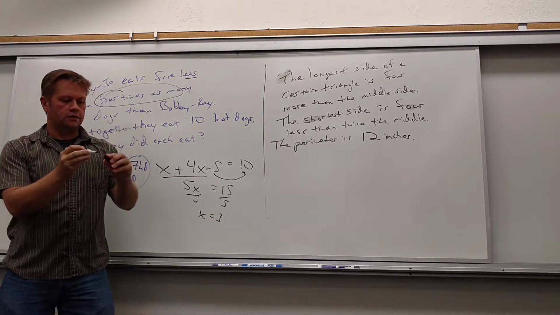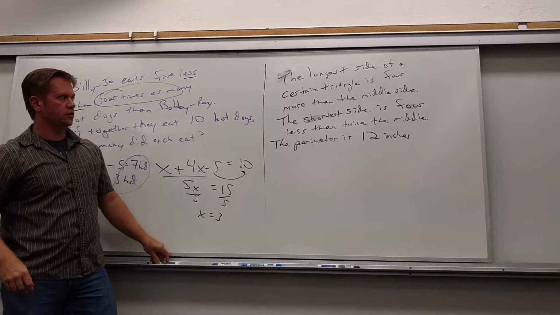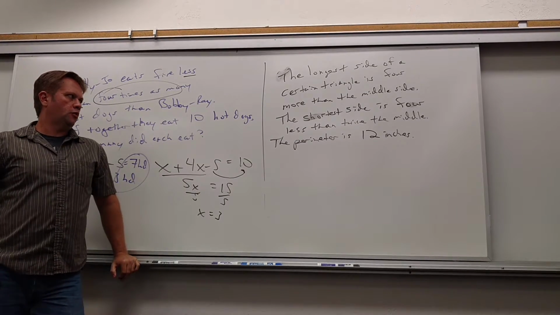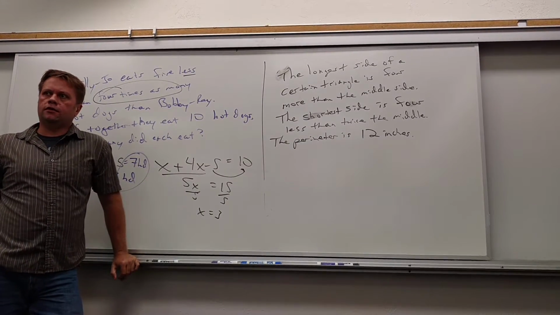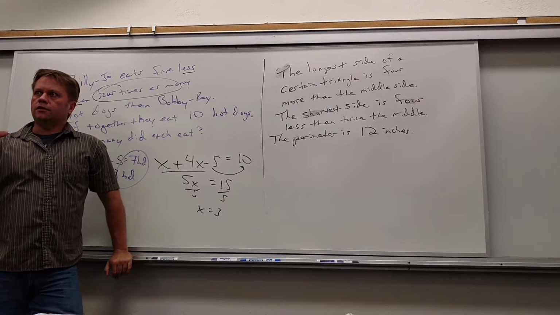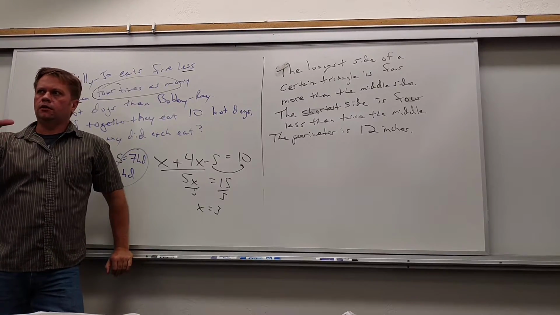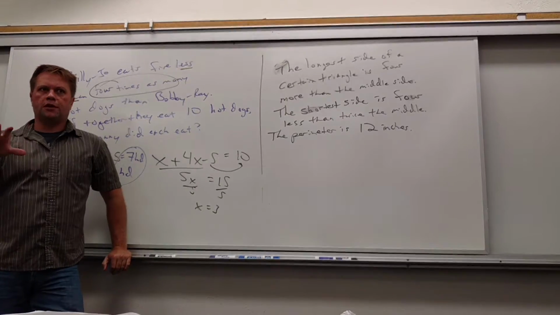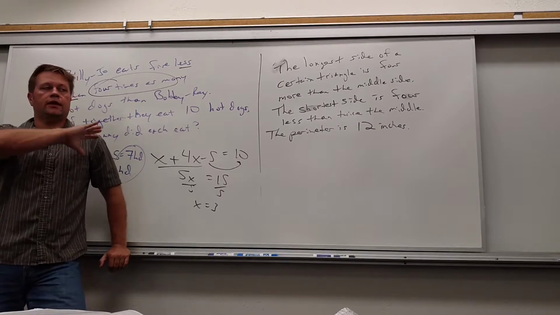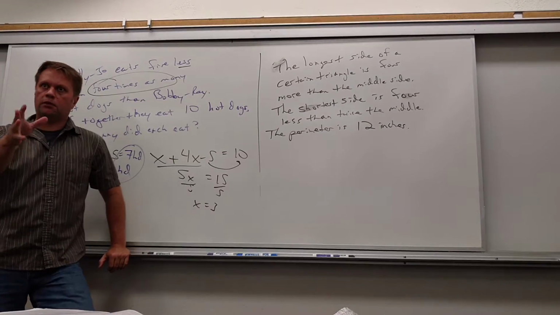Alright, the longest side of a triangle is 4 more than the middle side. The shortest side is 4 less than twice the middle. The perimeter is 12 inches. Find the sides. So just to really remind you guys, especially if you weren't here yesterday, you must use algebra to get the problem. We're using relatively simple problems because I don't want the idea to be the problem. I want the algebra to be the problem.